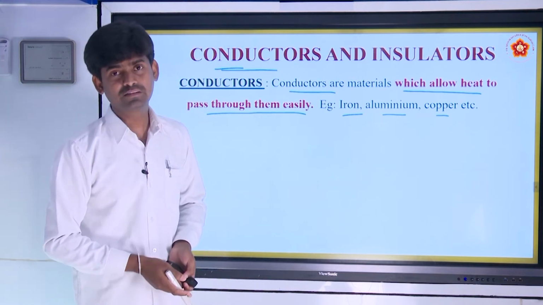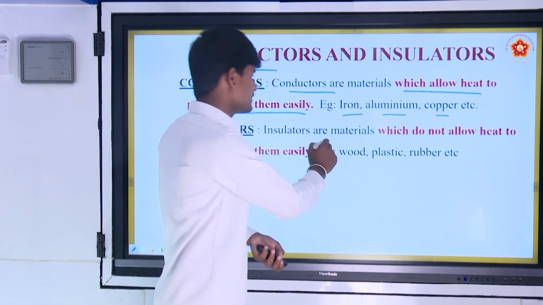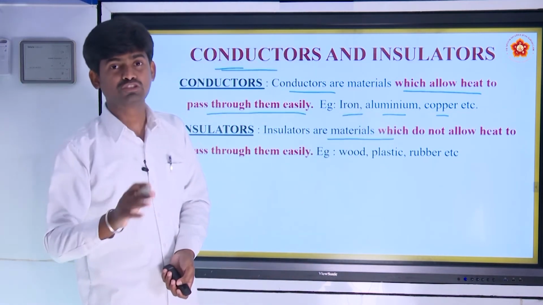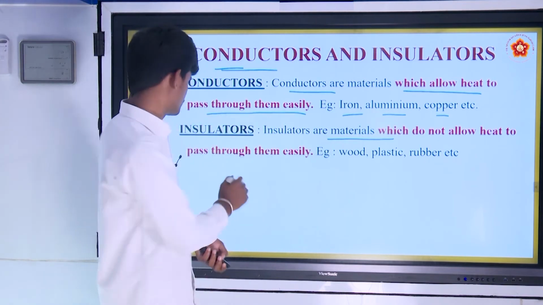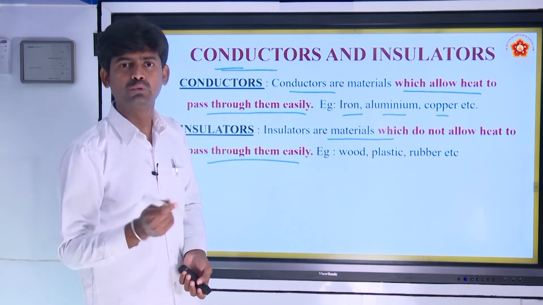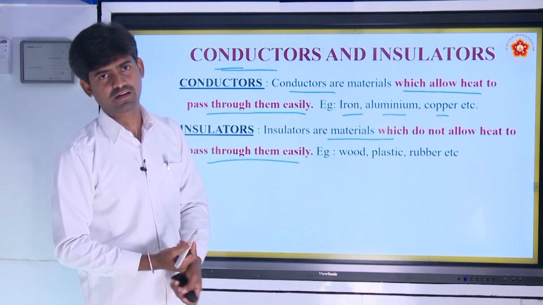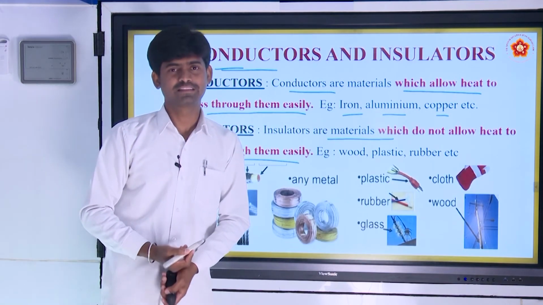The other one is insulator. What do you mean by insulator? Insulators are the materials which do not allow heat to pass through them easily. Examples: wood, plastic, rubber, etc. These are the examples for insulators.